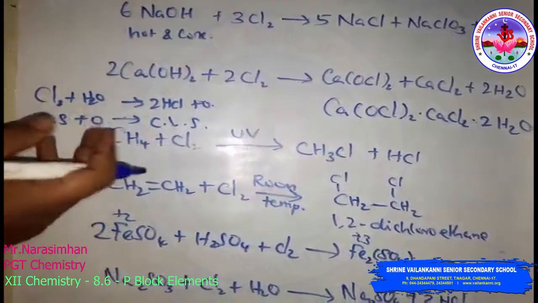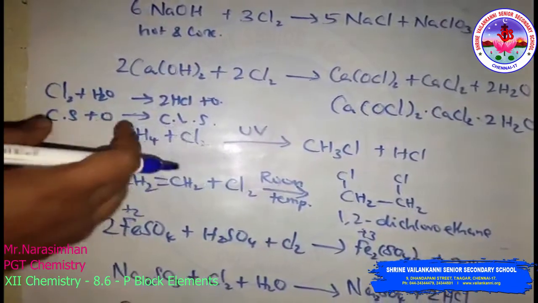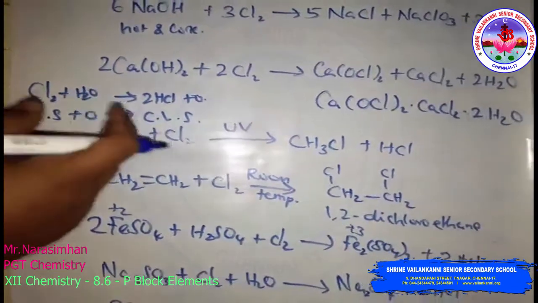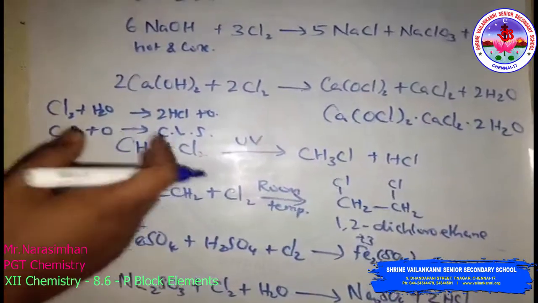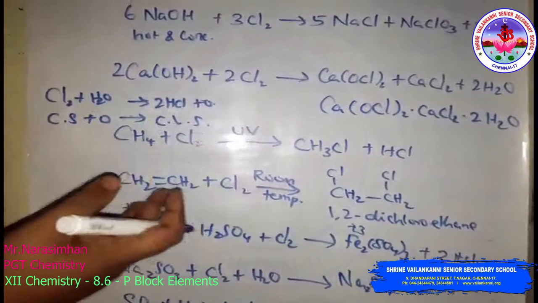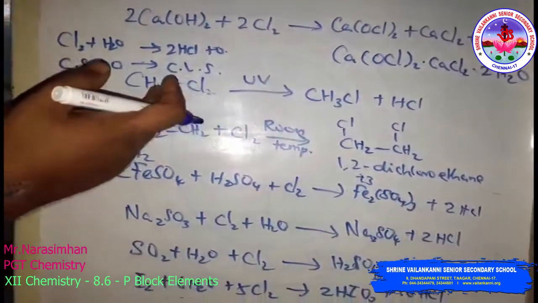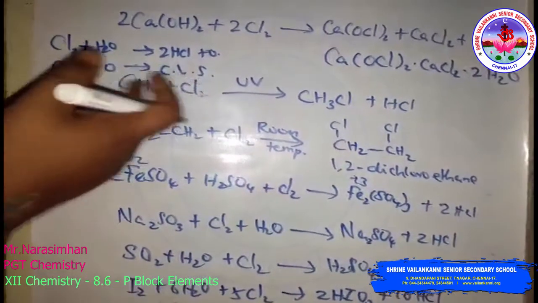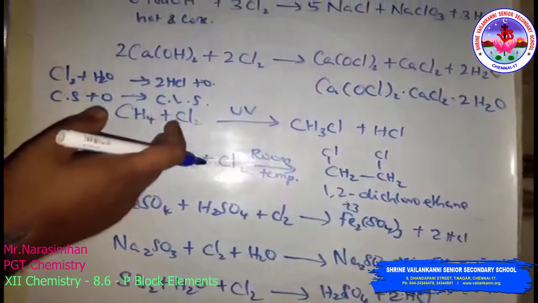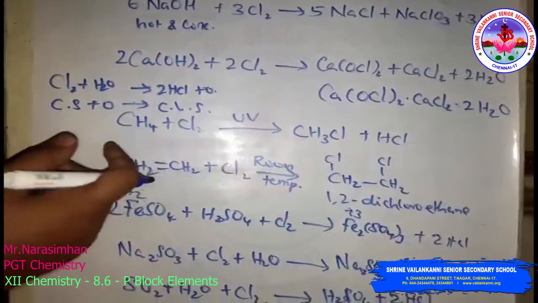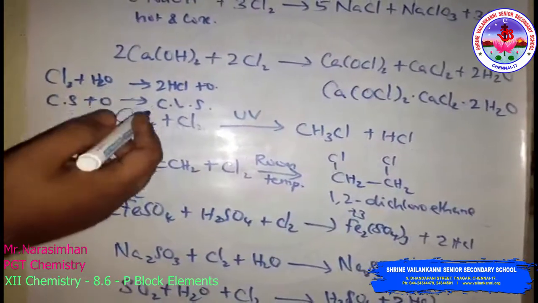Okay. The uses of chlorine: bleaching wood pulp, manufacture in paper industries and rayon, bleaching cotton and textile industries, extraction of gold and platinum, manufacture of dyes and drugs, organic compounds such as chloroform and carbon tetrachloride, refrigerants, sterilizing of drinking water, and preparation of poisonous gases like phosgene, tear gas, and mustard gas. Okay, these are the uses of chlorine.